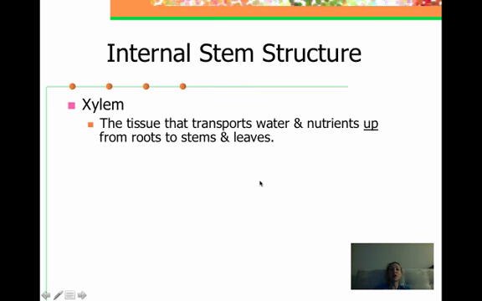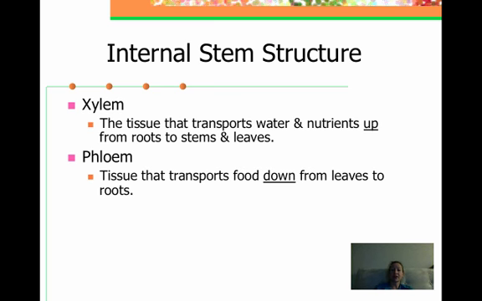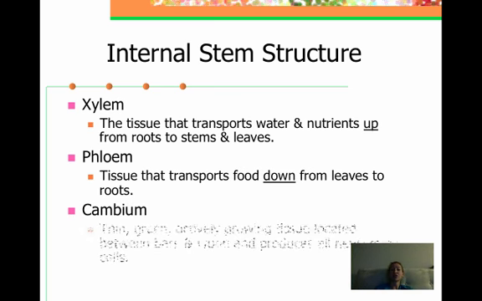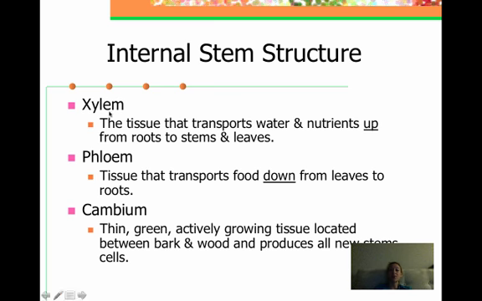Alright, the most important part that you need to know for your exam coming up at the end of the semester is going to be the internal tissues of stems. So you have the xylem, and again, the rap song, the xylem flows up, the phloem flows down. So xylem's going up from the roots to the rest of the plant, and the phloem is flowing down towards the roots from the leaves.